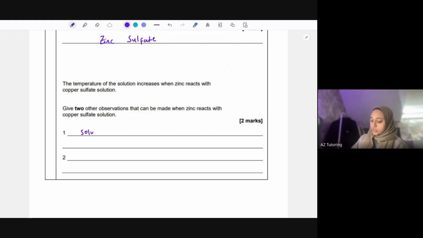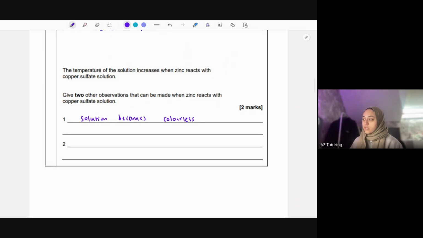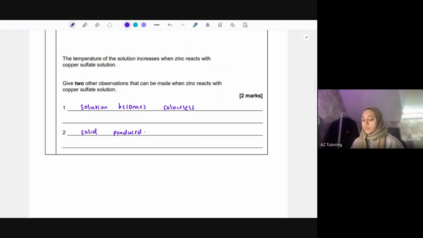So the solution becomes colorless. And then you would say that a solid is produced as well. Solid produced. Okay, so solution becomes colorless and a solid is produced. You have to remember them 2 things when a metal reacts with a metal sulfate solution.